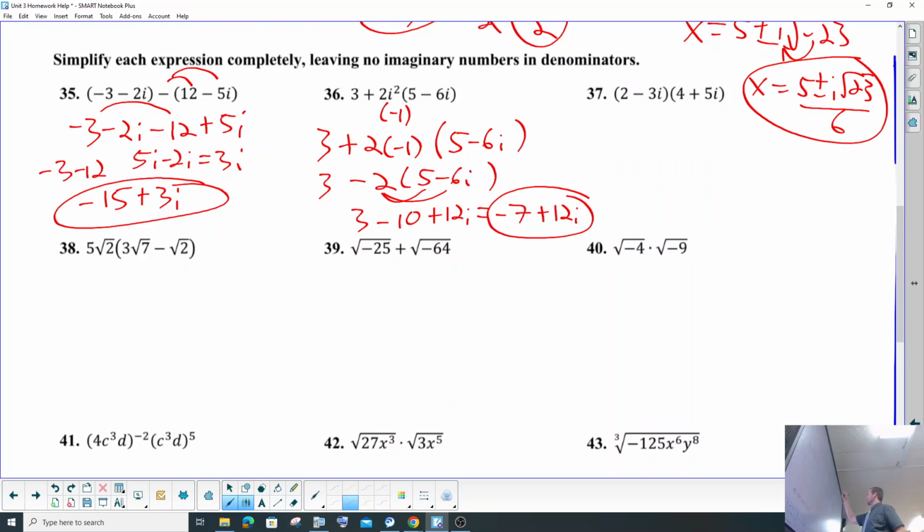Okay, do you know how to distribute? Seashell, seashell. Sally sells seashells down by the seashore. Don't say it too fast.